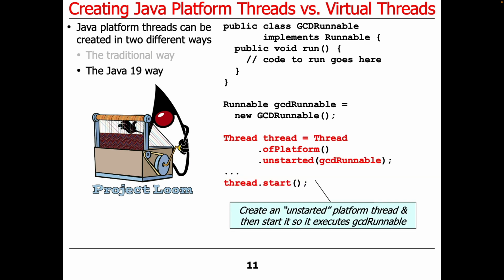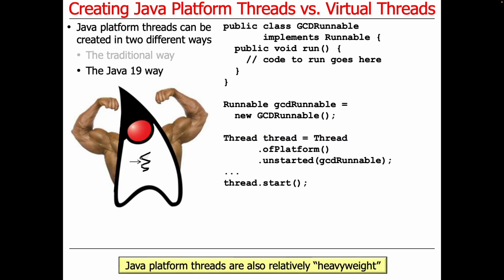Another way to do it is you can make yourself a platform thread by saying Thread.ofPlatform().unstarted and give it the runnable. That will not start the thread, and then later, after you've done some other initialization or whatnot, then you can go ahead and start the thread. So that's a way to kind of separate the creation of the thread from the starting of the thread, the platform thread. But Java platform threads are relatively heavyweight.